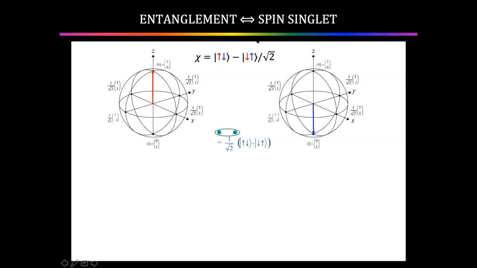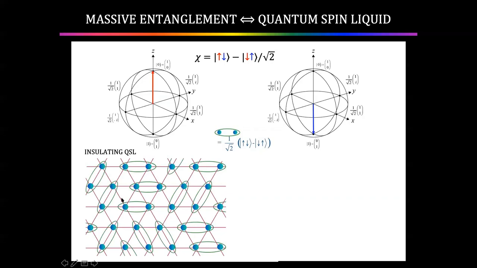If we represent this spin singlet eigenstate of two electrons by this symbol here, now we can think of a fluid of those objects, but it's dynamical. So the hybridization this way would be changing in time and so on. It's a dynamical spin system. But nevertheless, it's a fluid of singlets and it's an insulator. That's a nice cartoon for a quantum spin liquid.